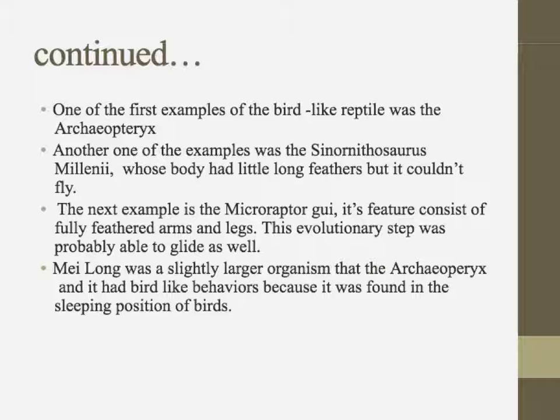The next example is the Microraptor gui. Its features consist of fully feathered arms and legs, and this evolutionary step was probably able to glide as well. Another example would be the Mei long, a slightly larger organism than the Archaeopteryx, and it had bird-like behaviors, which is known because it was found in the sleeping position of birds.